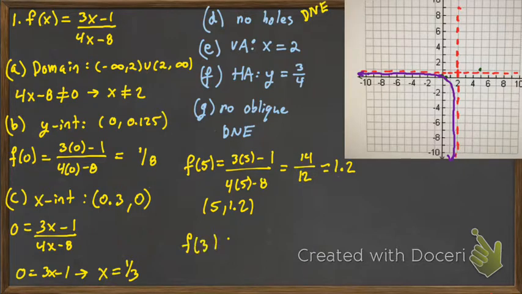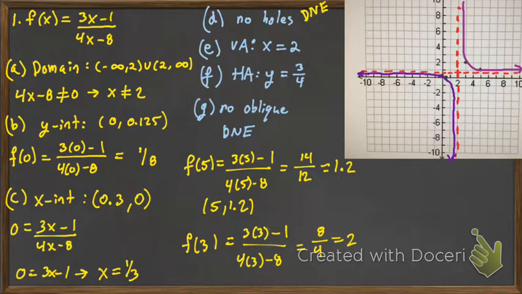So maybe we want to do 3. 3 times 5 minus 1 over 4 times 3 minus 8. So that's going to give us 8 over 4, which is 2. So we can sketch that point too. And so now you have 2 points. That's probably enough to do a rough sketch. Okay, we need calculus to get a better picture here, or plot more points. So this is good enough.